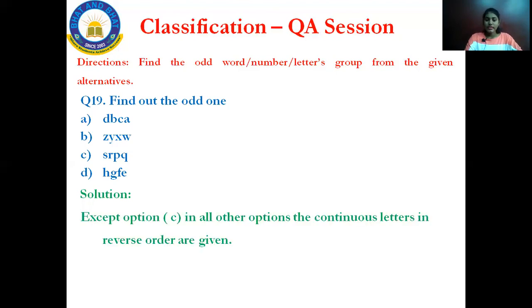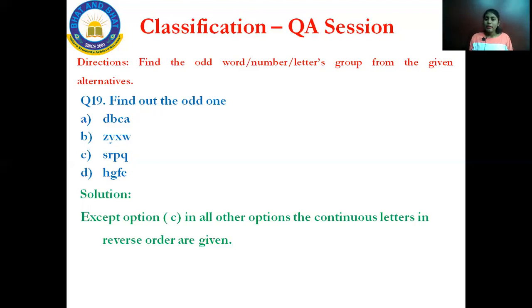See, except C, all other options are continuous letters in reverse order. So I told you to learn the reverse order. See, come to the first one. D, C, B, A. It is in the reverse order, not in the forward direction. And then come to option B. W, X, Y, Z. They are crossed over there itself. Okay.